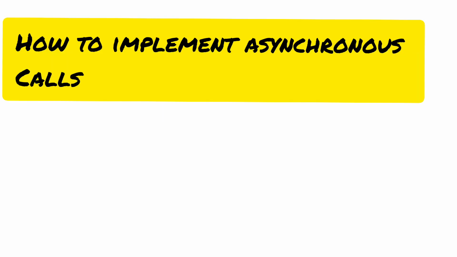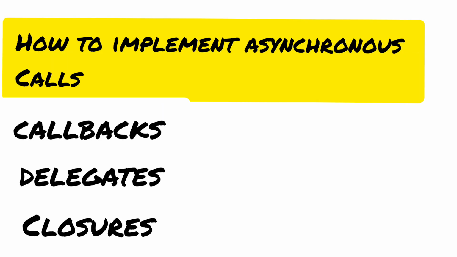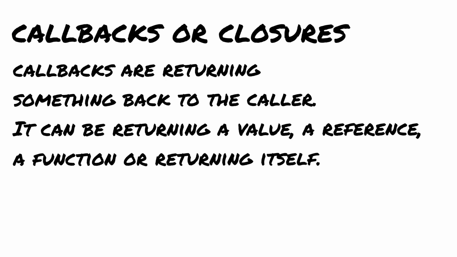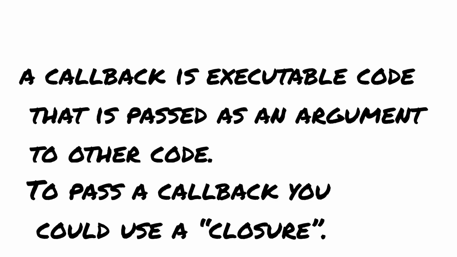How to implement asynchronous calls? There are three ways to implement asynchronous calls: callbacks, delegates, and closures. Let's discuss callbacks. Callbacks are returning something back to the caller. It can be returning a value, a reference, a function, or returning itself.